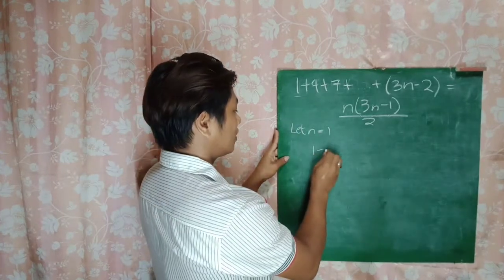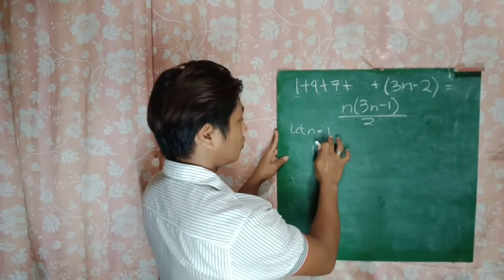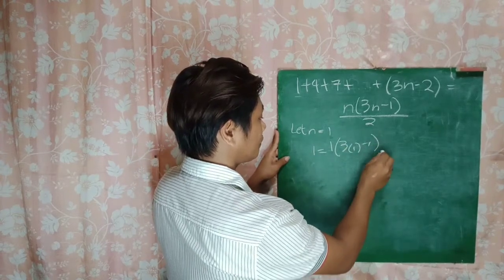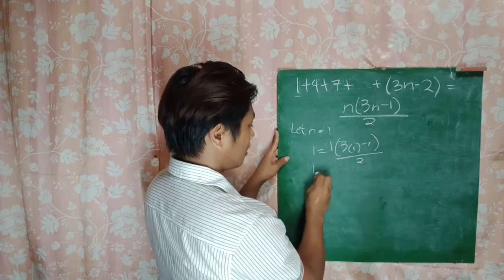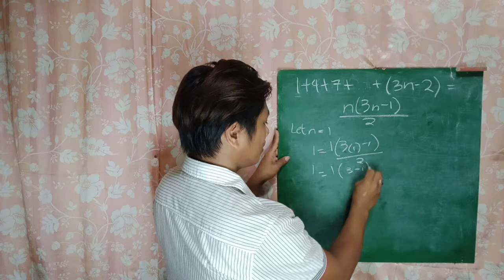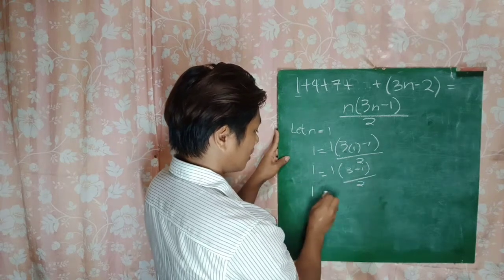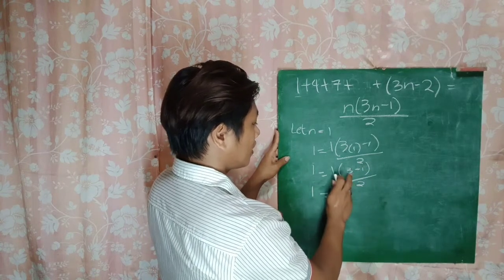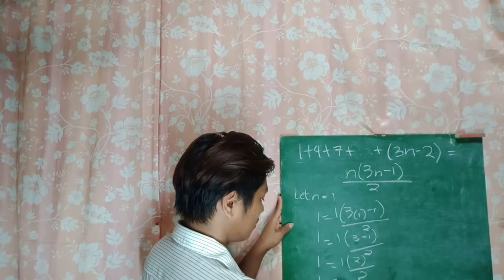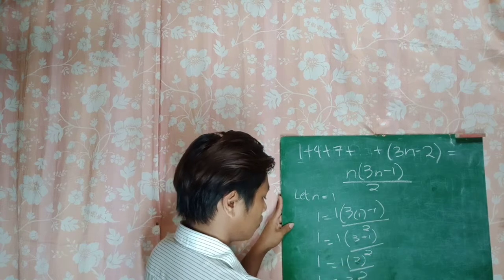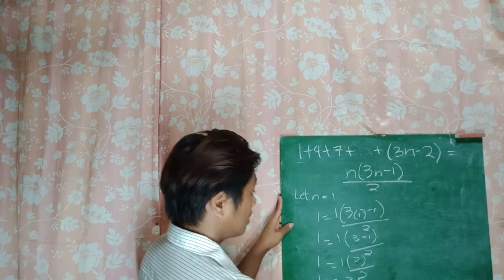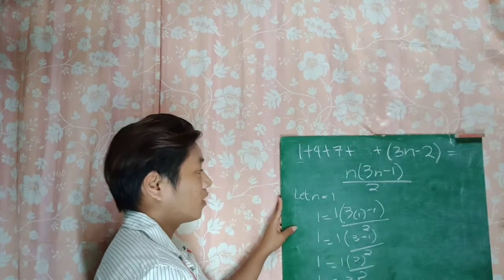So by letting n into 1, we need to copy the first value of the given equation. So we have 1 equals, by letting the value of n into 1, 1 times 3 times 1 minus 1 over 2. So 3 times 1, we have 3 minus 1 over 2. So 1 equals 1. 3 minus 1, we have 2 over 2. So 1 times 2, 2 over 2. So 2 divide 2, so 1. So by letting the value of n into 1, it is true.